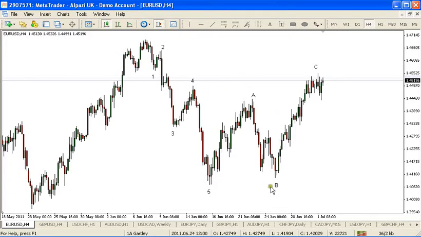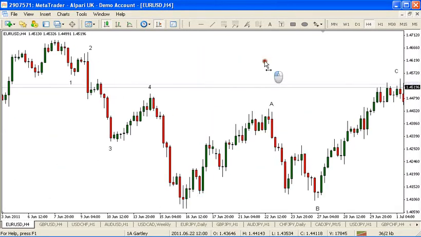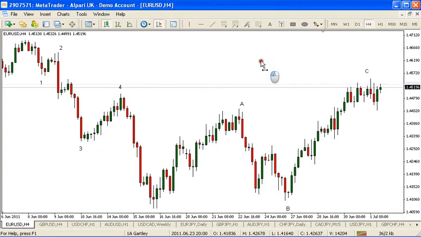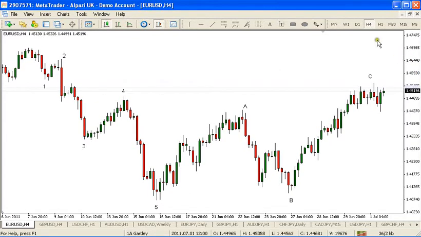And more specifically, my objective is to find out the end of wave C, because a zigzag correction goes in an A, B, and C. So at the end of wave C, it will be the end of the correction. Alright, so that's how I project, as far as time and as far as price, the end of a correction.